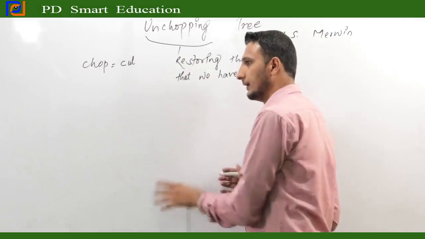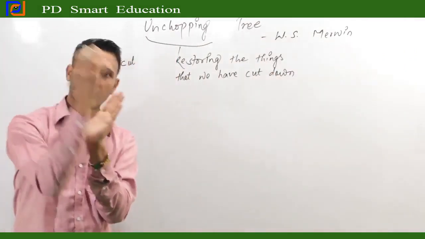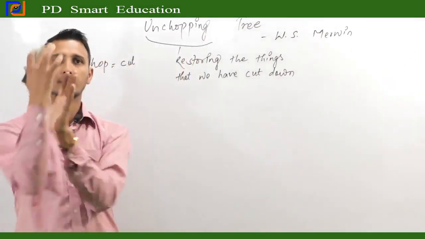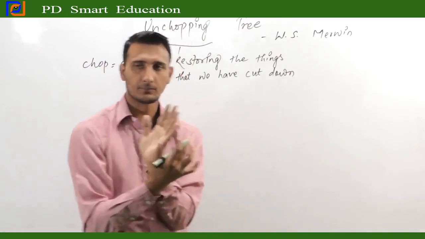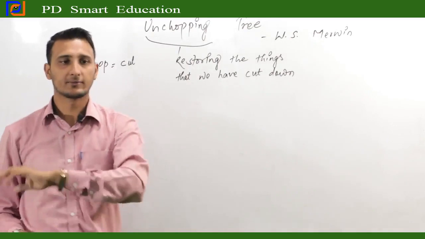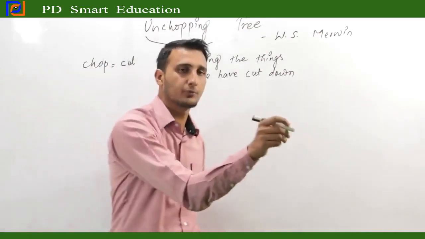When a tree falls down on the ground, it damages the other small shrubs and herbs or small bushes nearby it. We have to restore those plants as well.